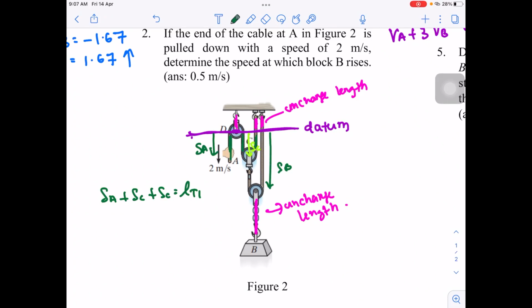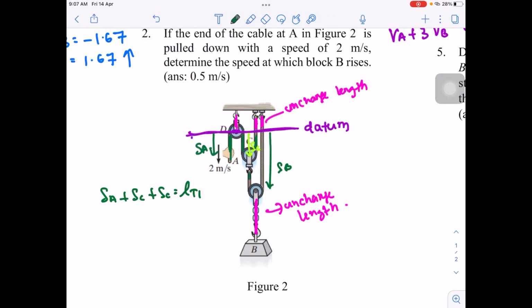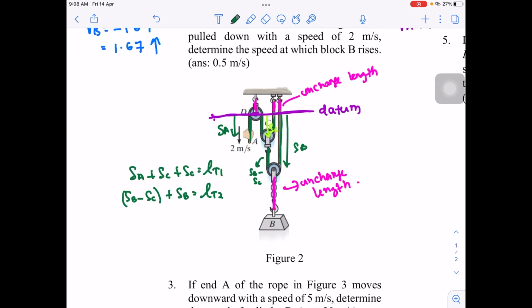Kemudian untuk tali 2, tali yang kedua, kita ada, ni panjang dia apa? SB tolak SC. Ini adalah SB tolak SC. Right. So SB minus SC plus panjang yang ini. This one is SB. Is equals to length of rope number 2. Okay.